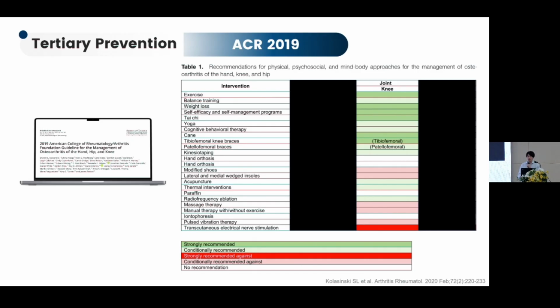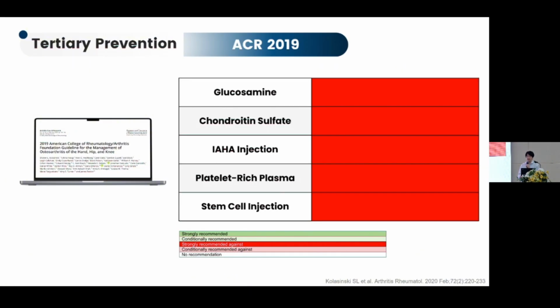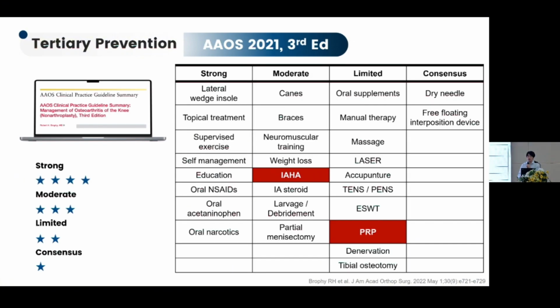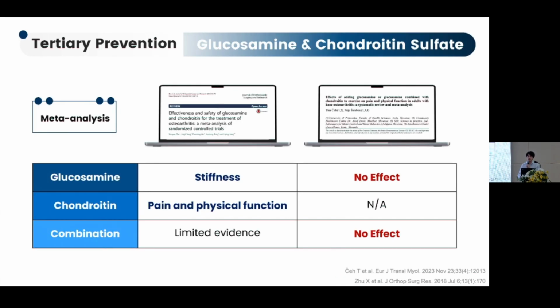In addition, the American College of Rheumatology 2019 guidelines also offer recommendations on various treatments. Glucosamine sulfate and chondroitin sulfate, as well as intra-articular HA injection, PRP, and stem cell injection, are strongly recommended against. Furthermore, the American Academy of Orthopaedic Surgeons, or AAOS, 2021 recommendations include a wide range of interventions. However, those treatments not recommended by the ACR remain unclear or uncertain in AAOS 2021.